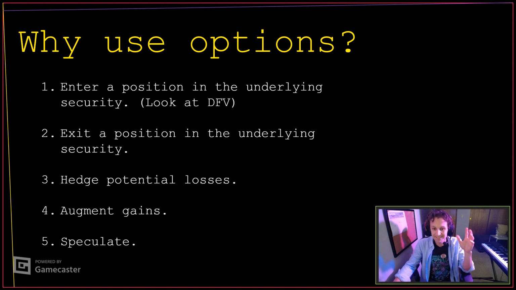All right, so why use options? I think there are basically 5 reasons why you would enter into an options contract. The first is to enter a position in the underlying security, with, of course, the safety of risking less initial capital. The second would be to exit a position, and that would be a more strategic move. Per se, you're worried that the price, if it falls below a certain support level, will drop much further. You could sell, or you could buy a put at that level, and that would be like an exit, like a stop loss. You could hedge potential losses, augment gains, and speculate.